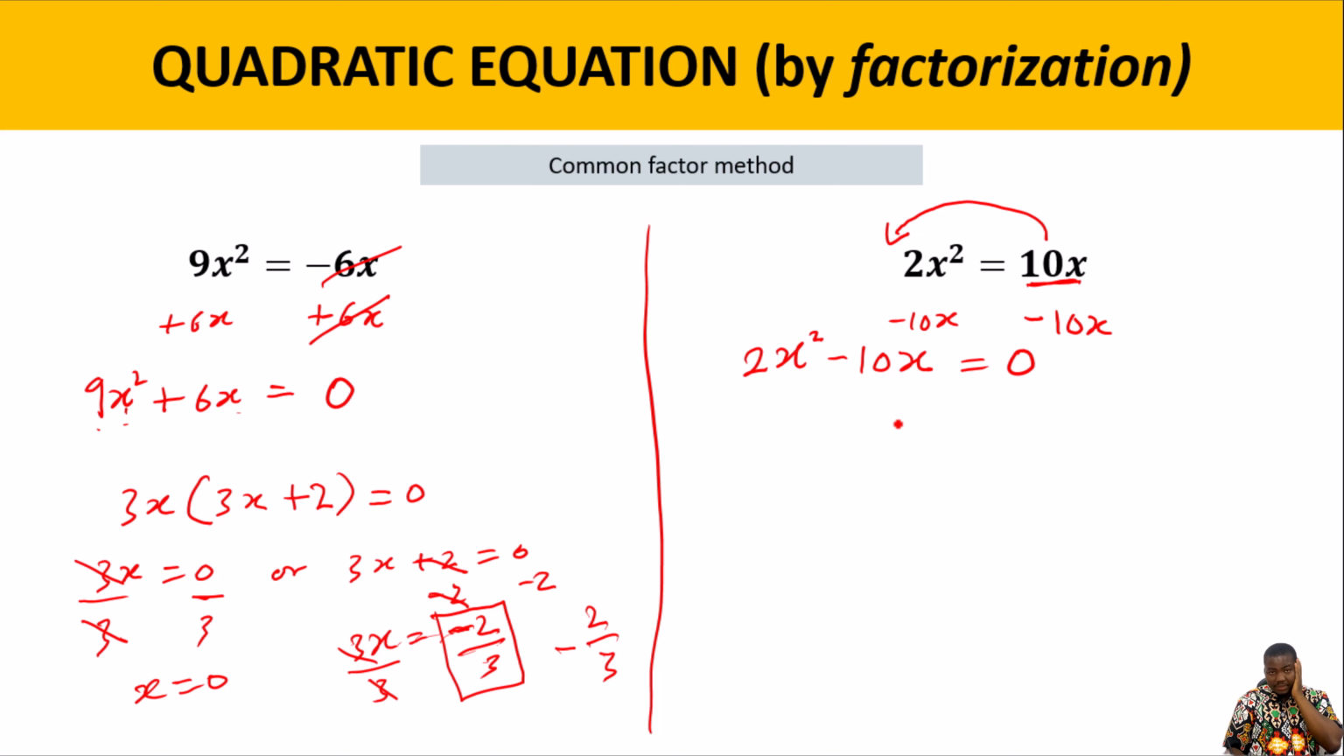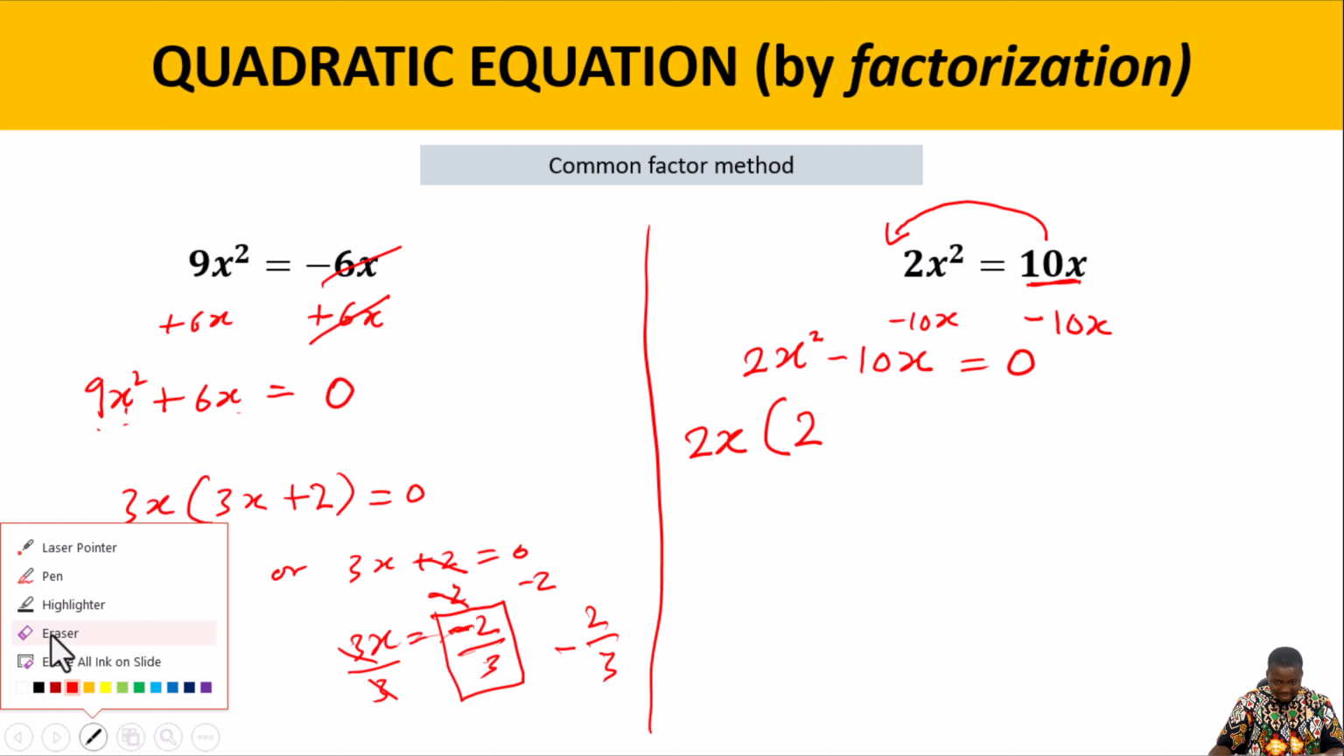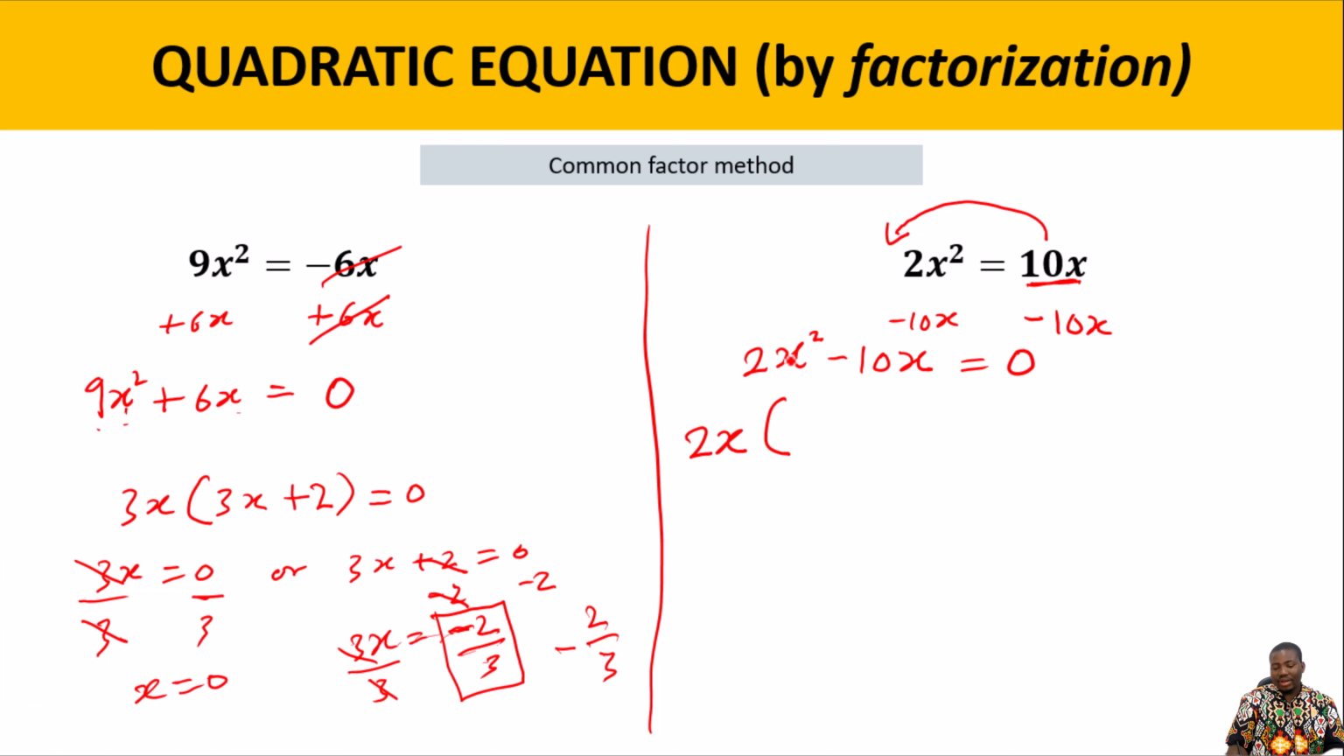Now, what is the common factor here? The common factor here is 2x. We can divide 2 by 2, we can divide 10 by 2, and we can divide both 2x squared and negative 10x by x. So we have 2x. When you divide 2x squared by 2x, you have x. When you divide negative 10x by 2x, you have negative 5, equals 0.